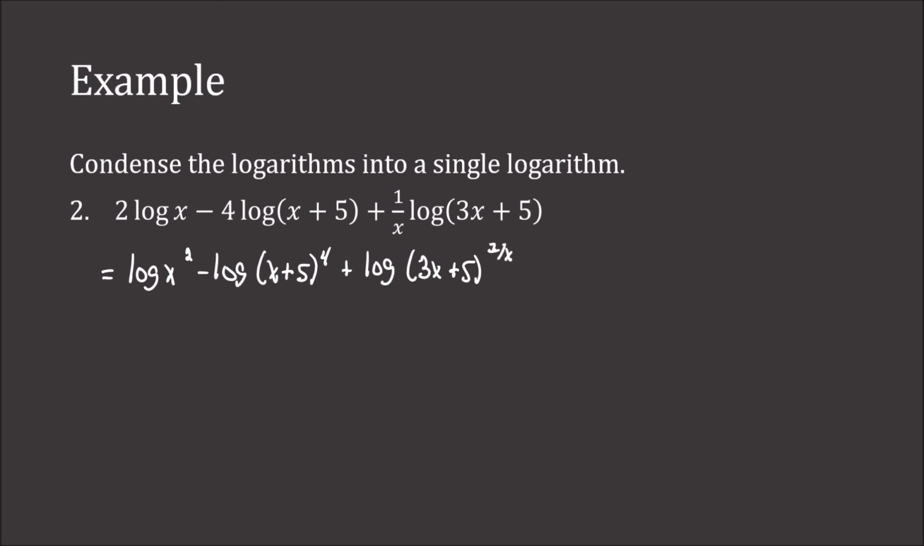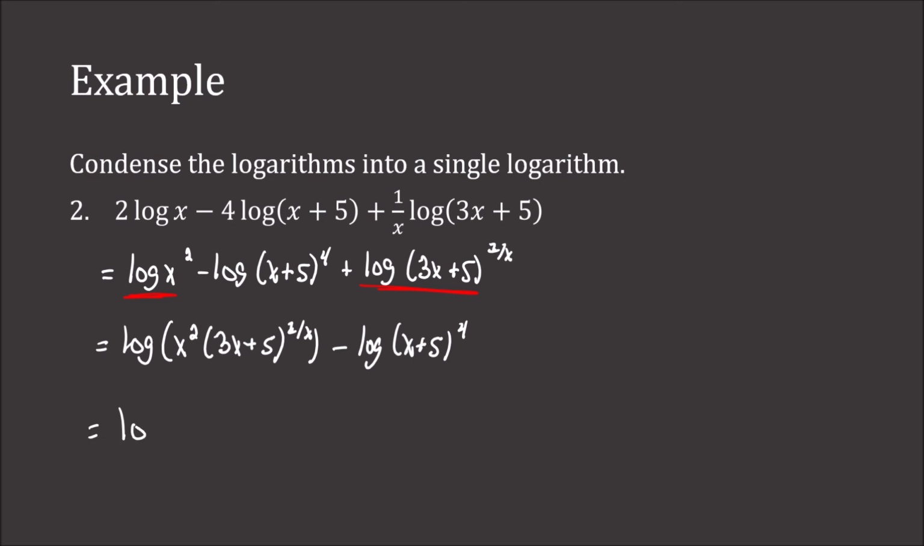Now remember, we can arrange these in any order. So let's take this term and this term as a product. So we'll have log of x squared times 3x plus 5 to the 1 over x, minus the log of x plus 5 to the 4th. And now we can use the quotient. Log of x squared times 3x plus 5 to the 1 over x, all over x plus 5 to the 4th power.